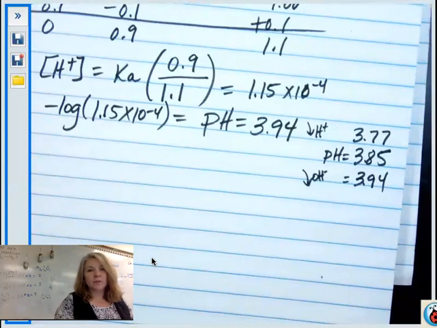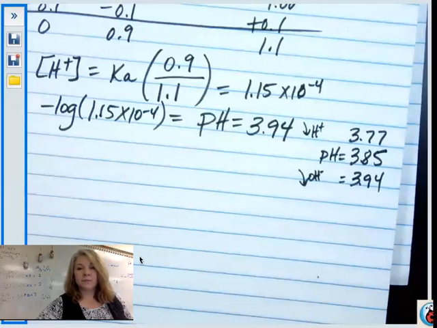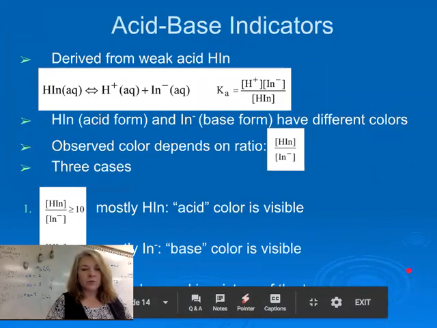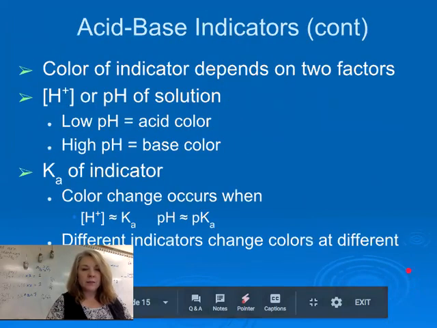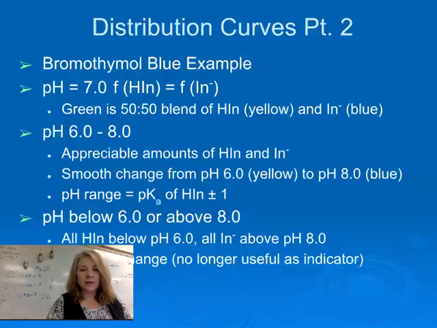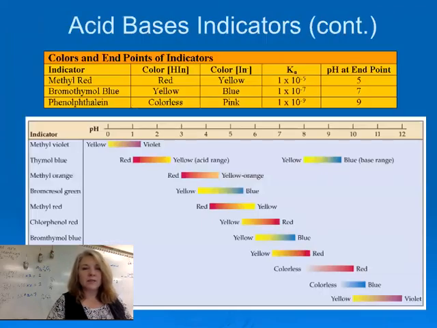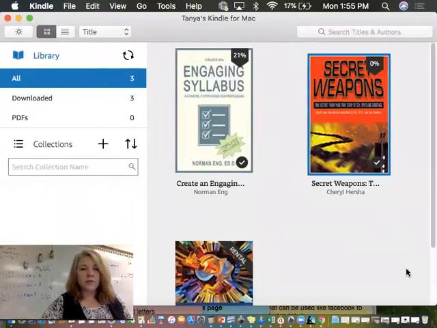Just remember, a buffered system has to have both a weak acid and its conjugate, or a weak base and its conjugate. Okay, let's look and see if there is another type of problem that we want to make sure we work. Okay, so acid-base indicators, we'll come in and talk about that more tomorrow, and we'll talk more about acid-base titration. So what do you need to do for practice?